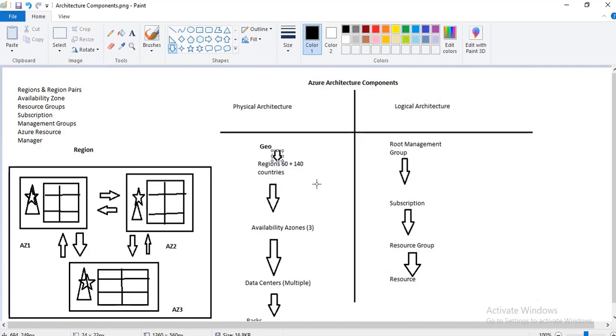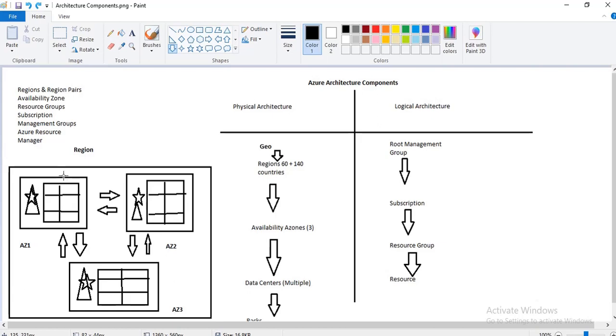And within these geographies, the regions are available. Okay, so a region is basically nothing but a set of data centers deployed within a latency-defined perimeter and connected through a dedicated regional low latency network. That means if you see the left hand side example, I am showing an example of a region where there are three availability zones. Each of these is separated by a physical distance of at least 200 miles.